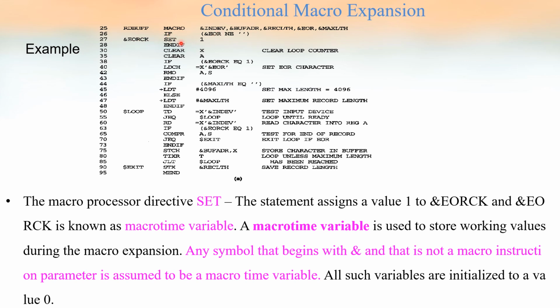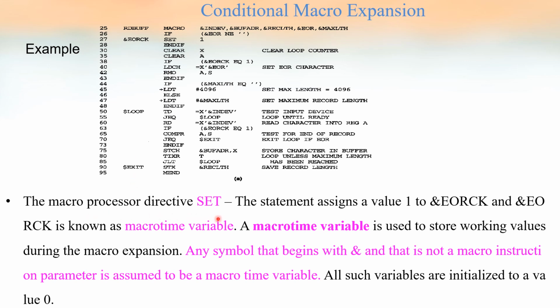&EORCK SET 1. So here we see this &EORCK. EORCK is not a parameter of the macro. So it's a different variable and it is preceded by the ampersand symbol. Such variables are known as macro time variables. This is similar to local variables in functions. So &EORCK SET 1, that means it is equal to 1. Then ENDIF. So the IF condition, then statements, then ENDIF.